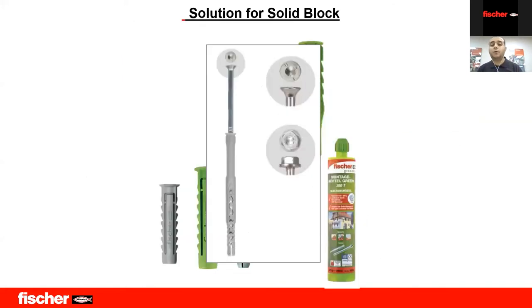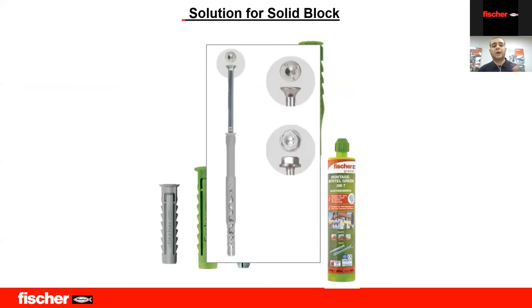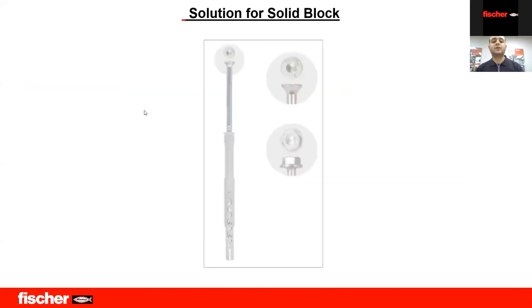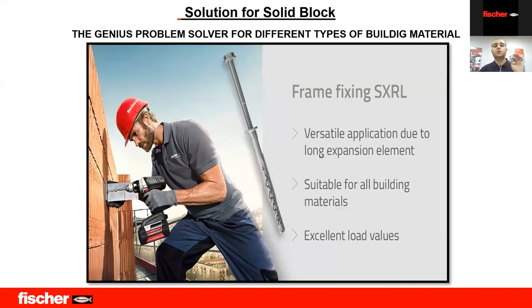So for the solid block and the hollow block, we have to look for the suitable solutions. We will start firstly with the solid block. Fischer also has a different range of solutions for the solid block, but we need to look for that very special anchor, which is called the versatile SXRL anchor. So for the solid block, we are looking for the SXRL, as we're going to see. We call it versatile since this anchor is not only suitable for the solid block, it is suitable for different kinds of substrate, including the hollow block and also the aerated concrete. We are choosing this anchor specifically because it is suitable for all building materials. We are going to know this in the upcoming slide.